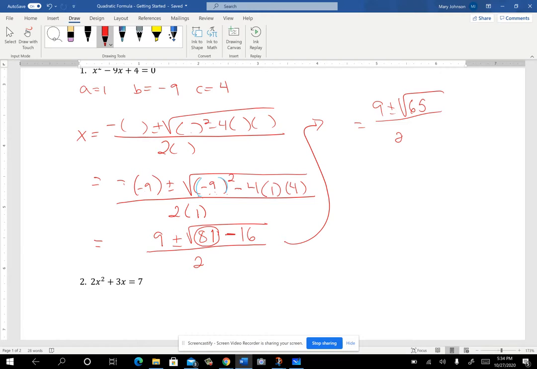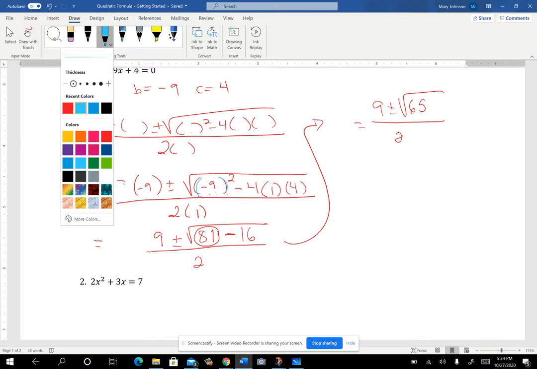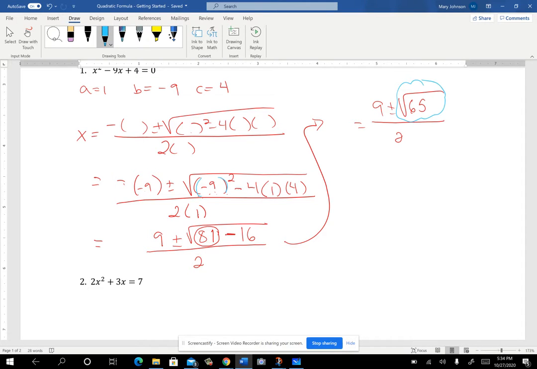Okay. Now, this right here is sometimes finished. Sometimes you have more work to do. It'll all depend on what happens over here on the radical part. And this is what we'll work more on later.